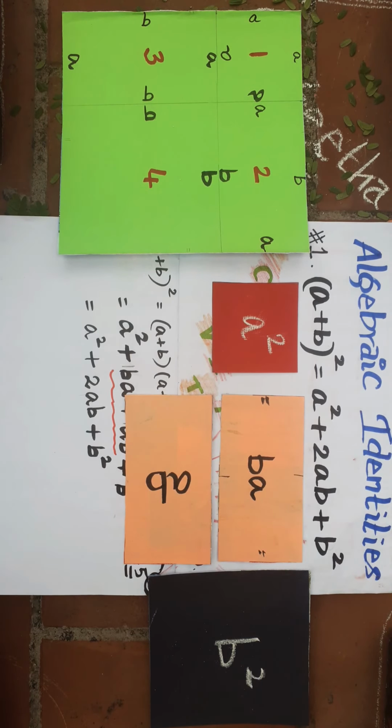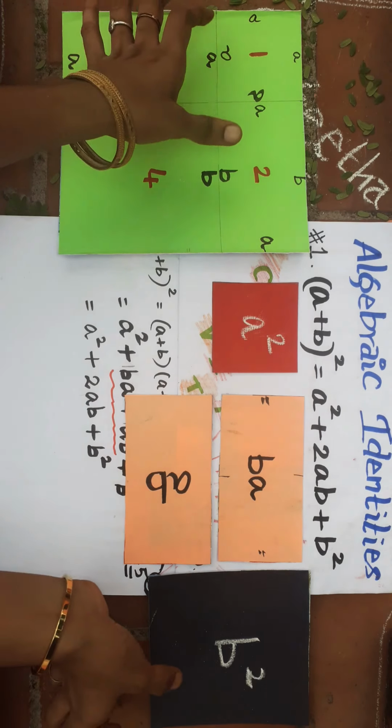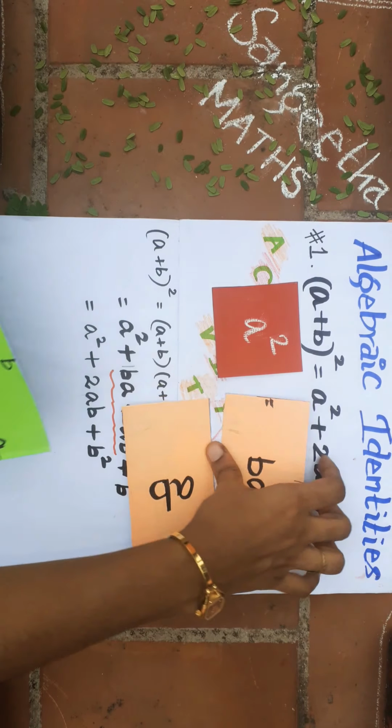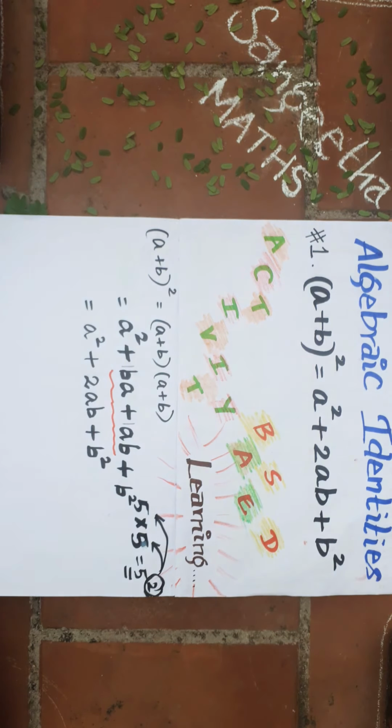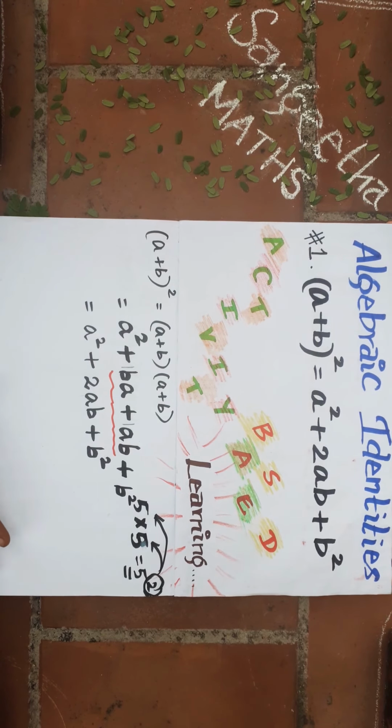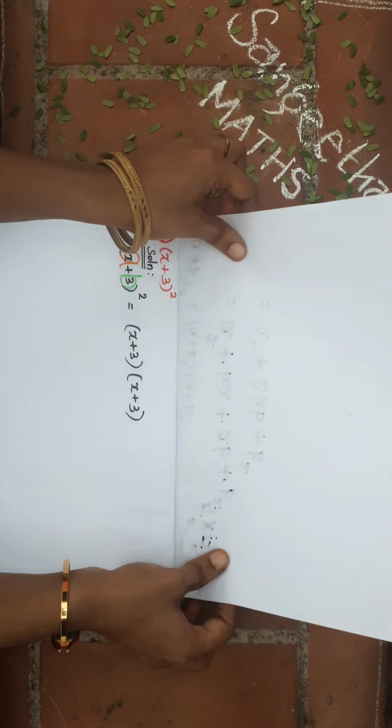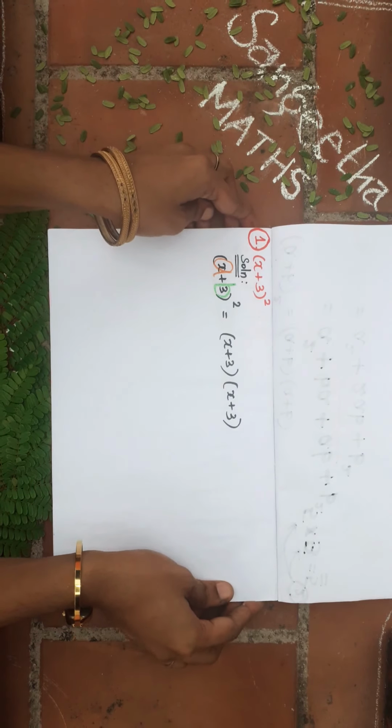Hope you're clear with identity number 1. Once you understand the concept, solving problems will be much easier. So let's start with the problem. The first problem which I've taken is a simple one: (x + 3) the whole square.